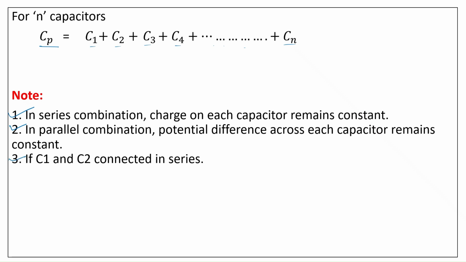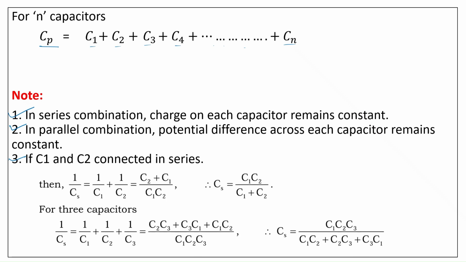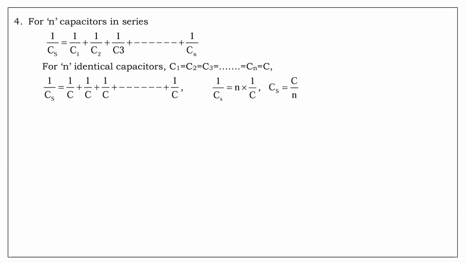3. If C1 and C2 are connected in series, then 1 by Cs is equal to 1 by C1 plus 1 by C2. Just cross multiply C1 C2, we get (C2 plus C1) by C1 C2. Therefore, Cs is equal to C1 C2 by (C1 plus C2). 4. For n capacitors in series, 1 by Cs is equal to 1 by C1 plus 1 by C2 plus 1 by C3 plus 1 by C4 up to 1 by Cn.